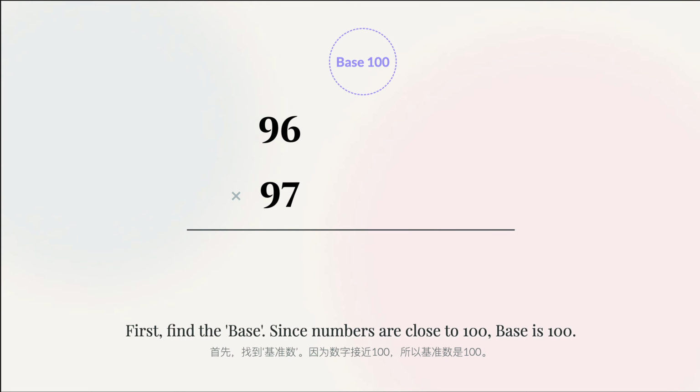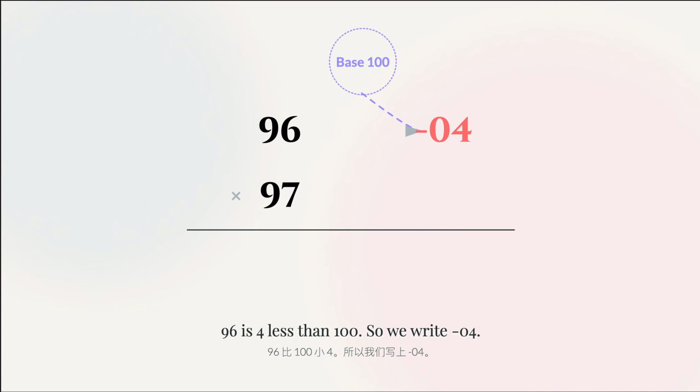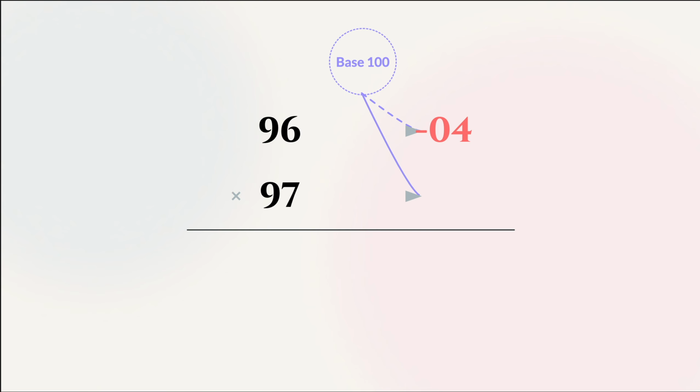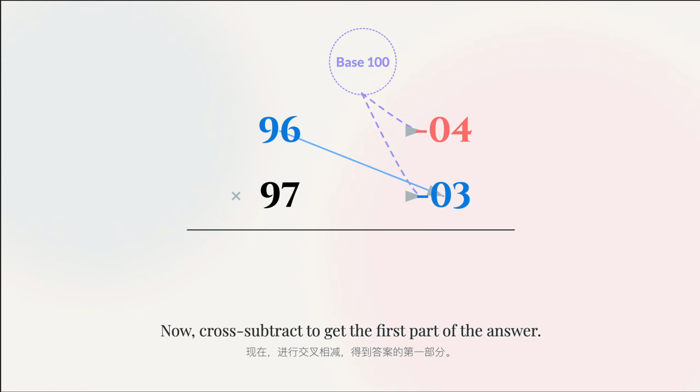First, find the base. Since the numbers are close to 100, the base is 100. Calculate the difference from the base. 96 is 4 less than 100, so we write minus 04. 97 is 3 less than 100. We write minus 03.